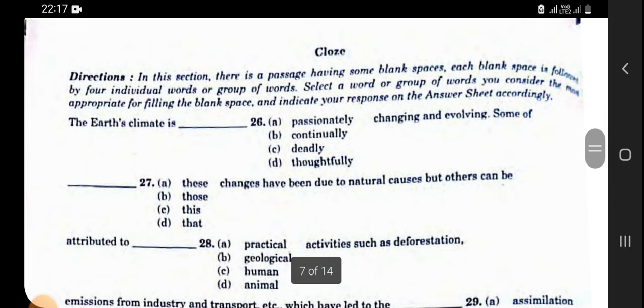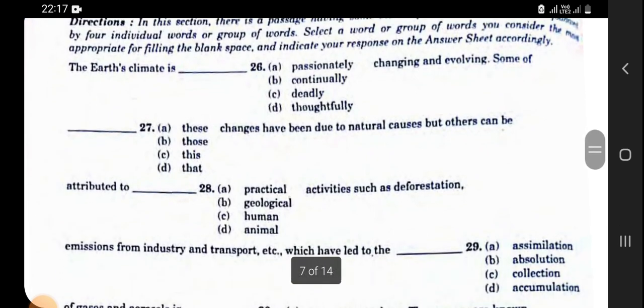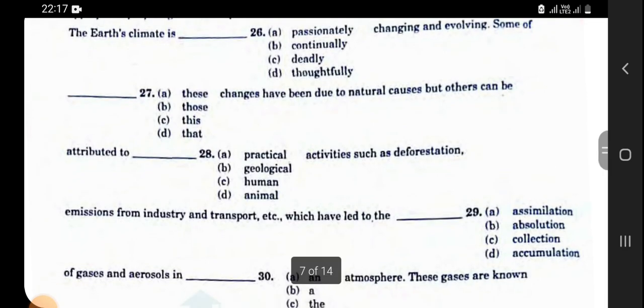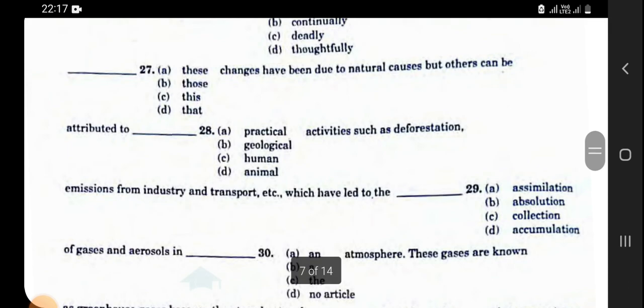Next we are having the cloze test. The Earth's climate is continually changing. B, continually changing and evolving. Some of these changes, option A, have been due to natural causes, but others can be attributed to human activities such as deforestation. So C will be the answer of 28.